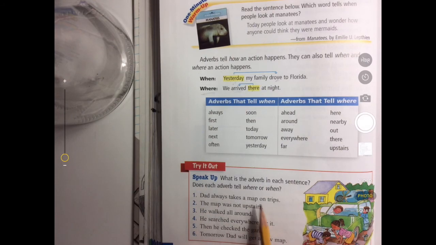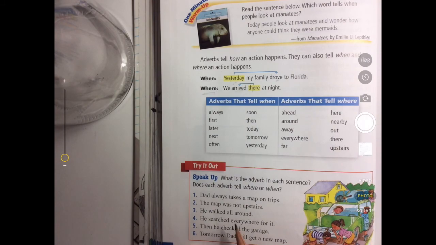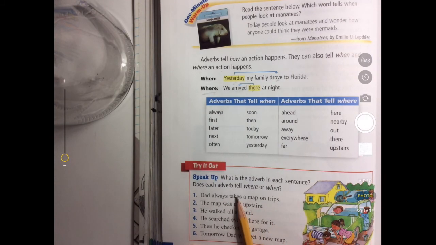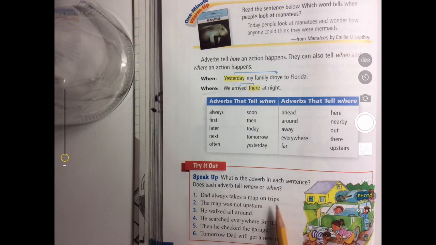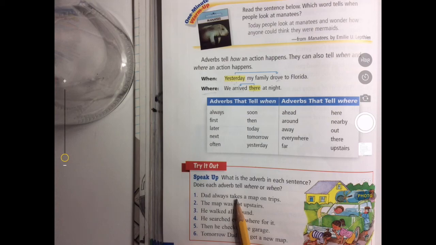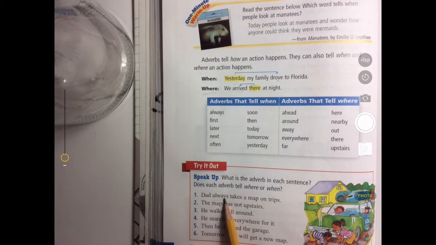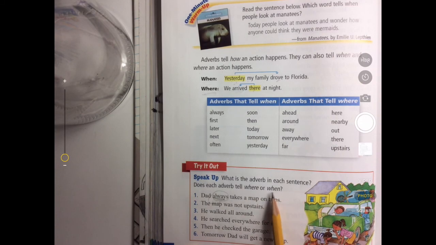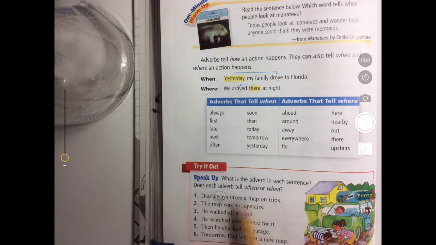Dad always takes a map on trips. What's the verb in this sentence? Well, the verb is takes. Takes is the verb and not trips, because trips is like a vacation in this sentence, not trips like somebody tripped over a rock. So takes is the verb. So we're going to ask ourselves, takes when or where? Well, Dad always takes. Always will be the adverb, and it tells us when or where. Well, it tells us when. Always is not a location, so we are answering when for this first one.